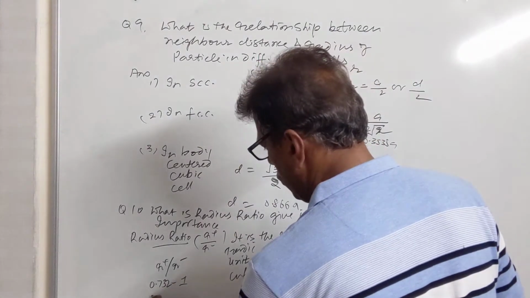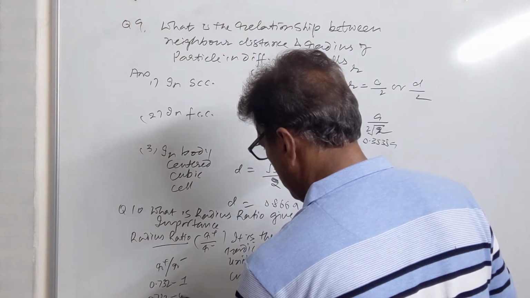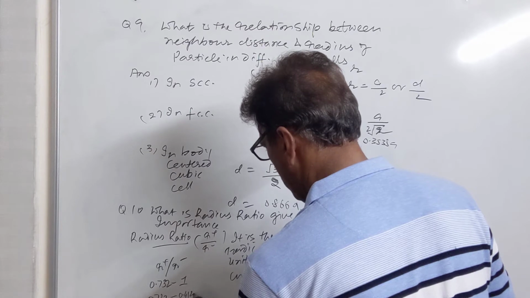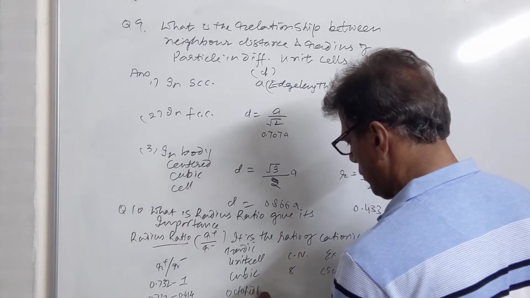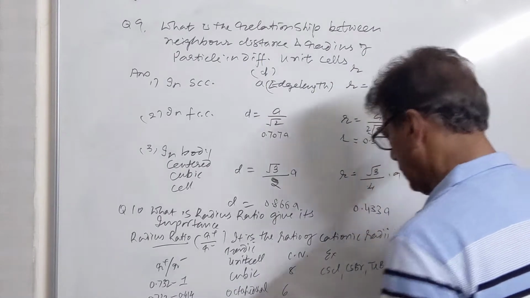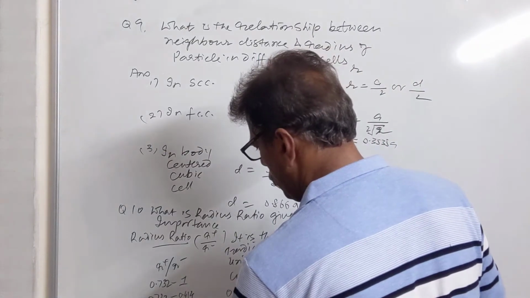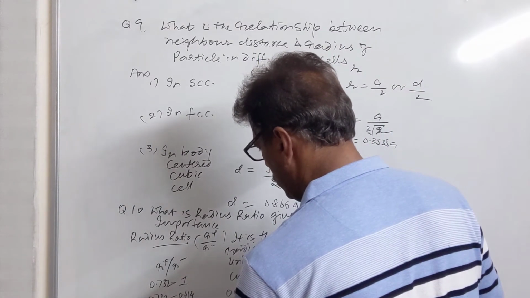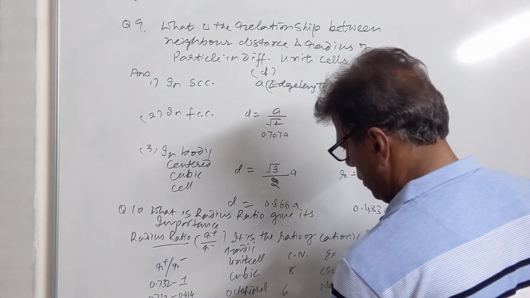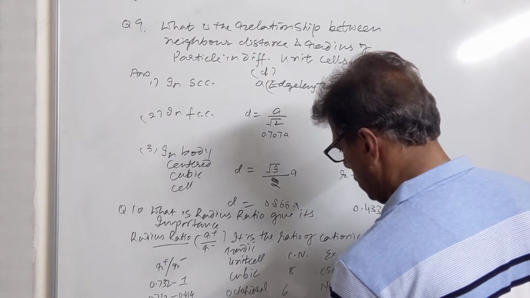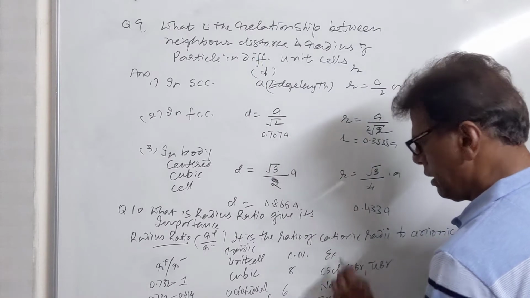If this ratio comes out to be between 0.73 to 0.414, then octahedral arrangement is there. Coordination number 6, example is NaCl. If this ratio comes out to be between 0.414 to 0.225, then we have tetrahedral arrangement of the particles. Coordination number 4, example is ZnS.